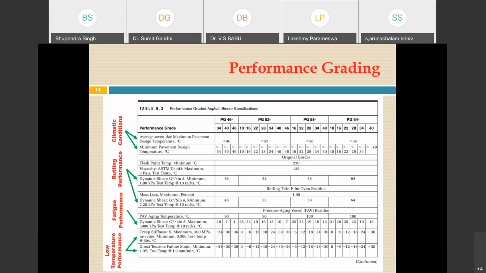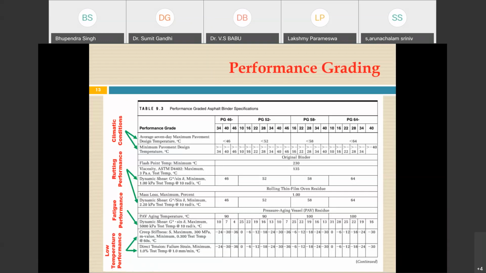And then comes our low temperature performance. For low temperature performance, we generally conduct two tests. One is the bending beam rheometer, and the second is with the help of the direct tension tester. And in that, we check again the criteria we have fixed, that the creep stiffness should be 300 megapascal, and we check at which temperature this is fulfilled.